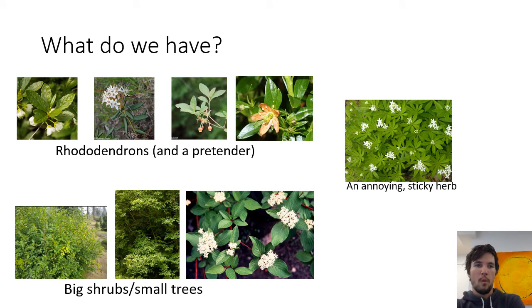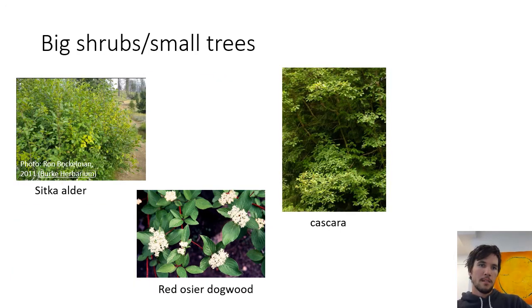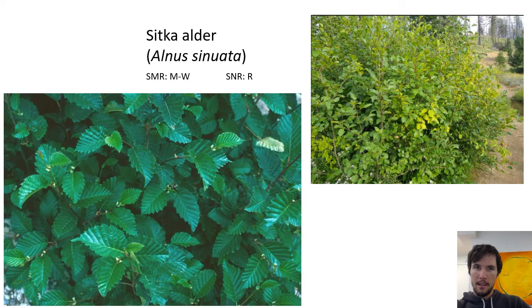With that out of the way, what are the little subgroupings that we have this week? Well, we have a variety of fine rhododendrons, we have some big shrubs / small trees, and we have one annoying little sticky herb to talk about right at the end. Starting off, we'll do some big shrubs / small trees. And the very first one is going to be our Sitka alder, Alnus sinuata.